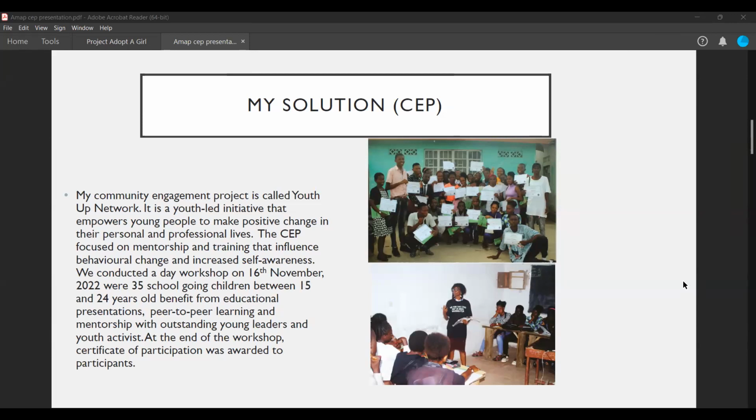The CEP was focused on mentorship and training that influence behavioral change and increase self-awareness. It was conducted on the 16th of November, where 35 school-going children between 15 and 24 years old benefited from educational presentations, peer-to-peer learning, and mentorship with outstanding young leaders and youth activists that served as facilitators for the training. And at the end of the workshop, certificates of participation were awarded to each and every participant. Next slide, please.